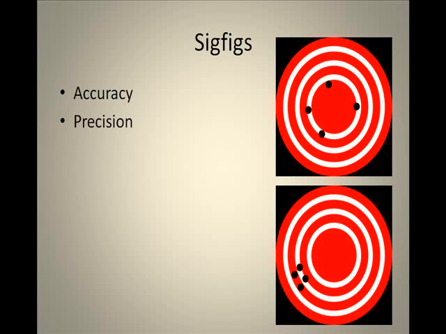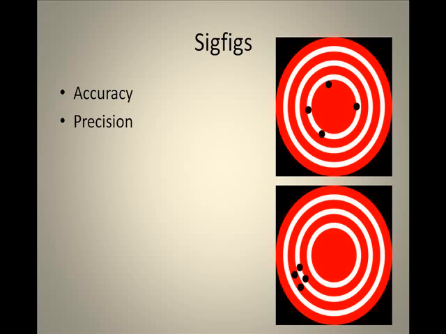Now, accuracy and precision are two terms that are used when you're talking about measurements. Accuracy deals with how close a measured number is to the correct value, to the value published in a chart or what's known to be correct, and precision is how close individual measurements are to each other.